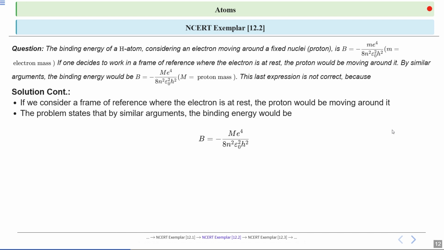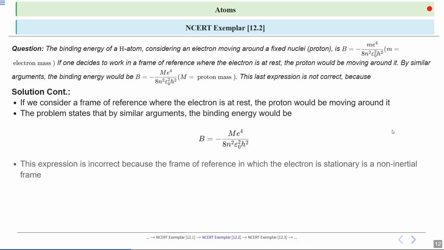Notice that if we substitute the proton mass, which is much larger than the electron mass, the binding energy would be much greater in magnitude. But is this really correct? So this expression is actually incorrect because the frame where the electron is at rest is a non-inertial frame.